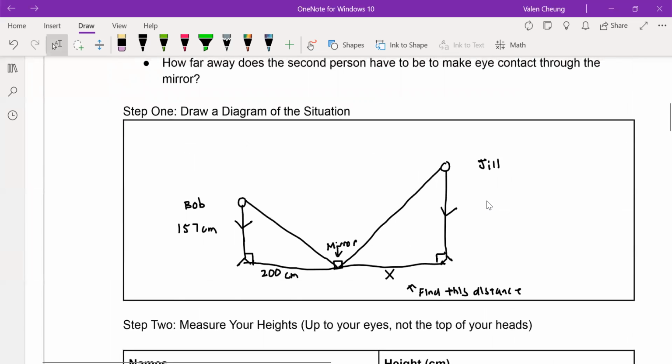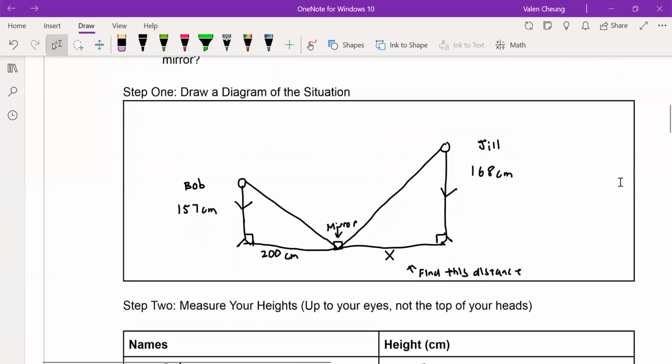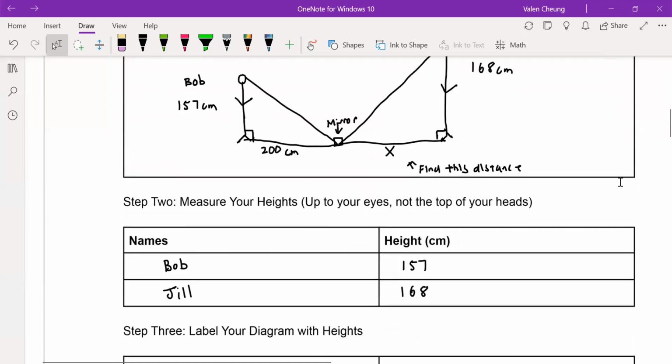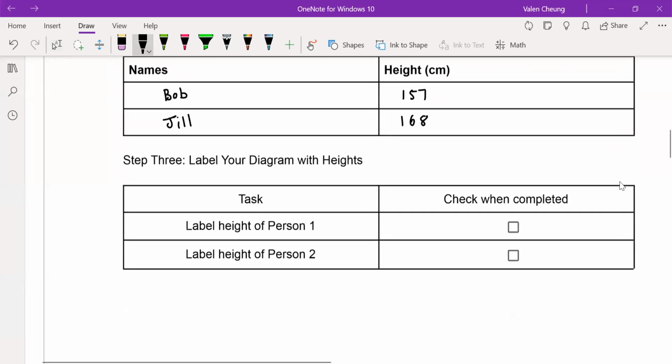So what am I going to do? I'm going to write 168 centimeters. So we're labeling the diagram. Once you have that, you can check and check.